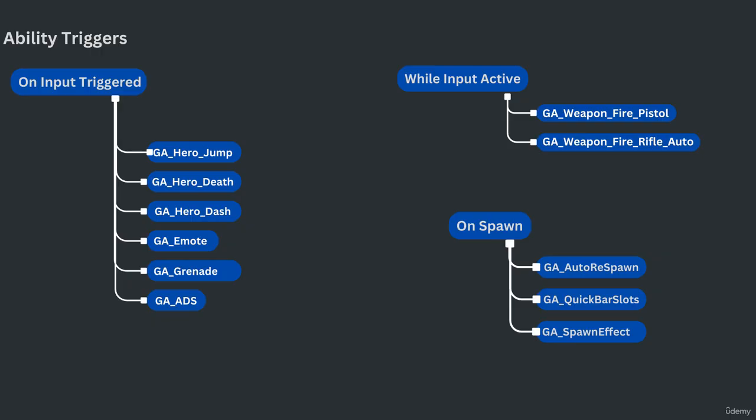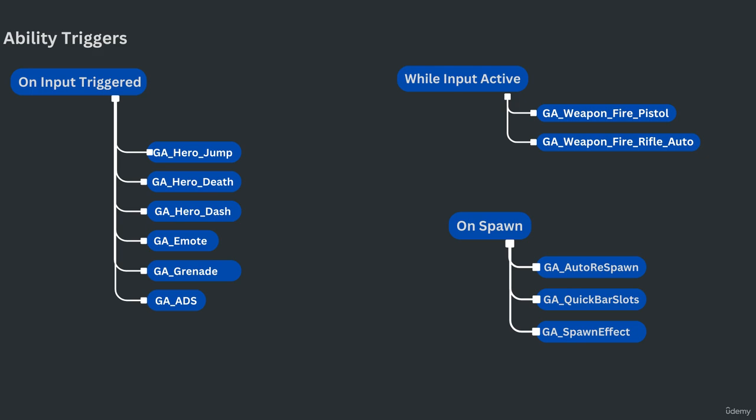input is triggered. For example, each keyboard or mouse button press activate the ability once. Weapon fire pistol, weapon fire rifle auto are some of the gameplay abilities activated when the input is active. For example, when the keyboard or mouse button is pressed, the ability repeats until the button is released.